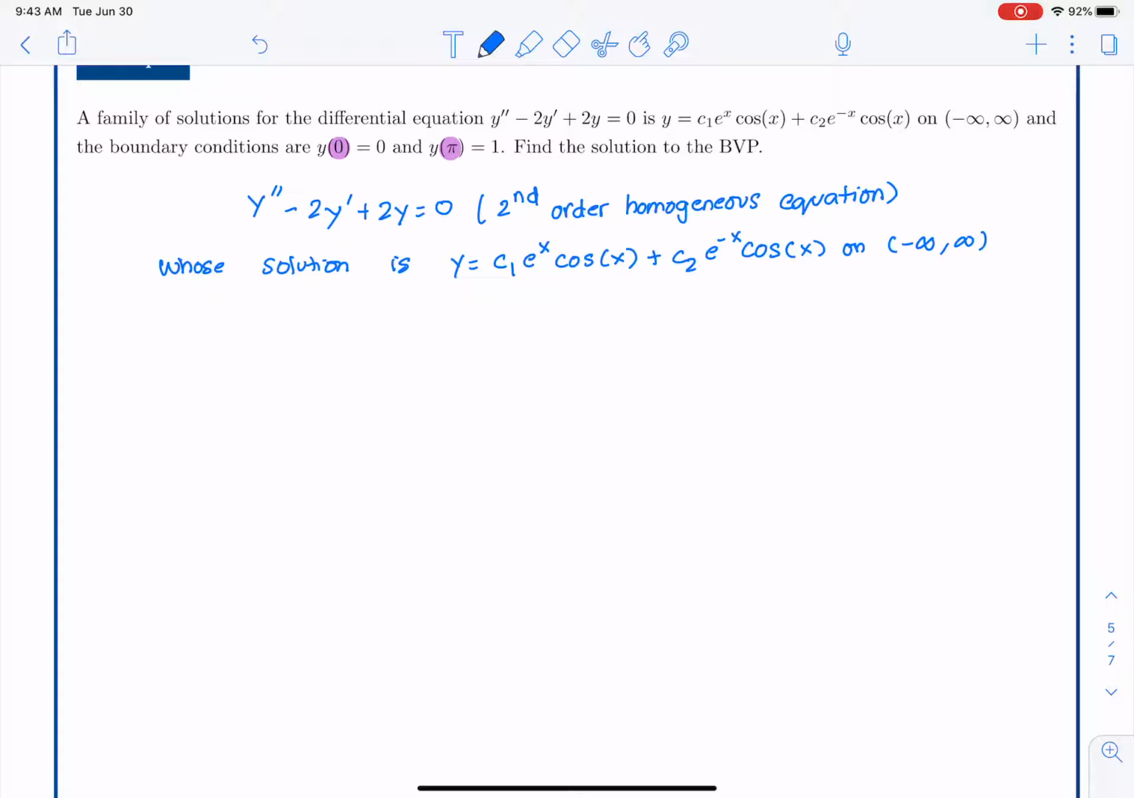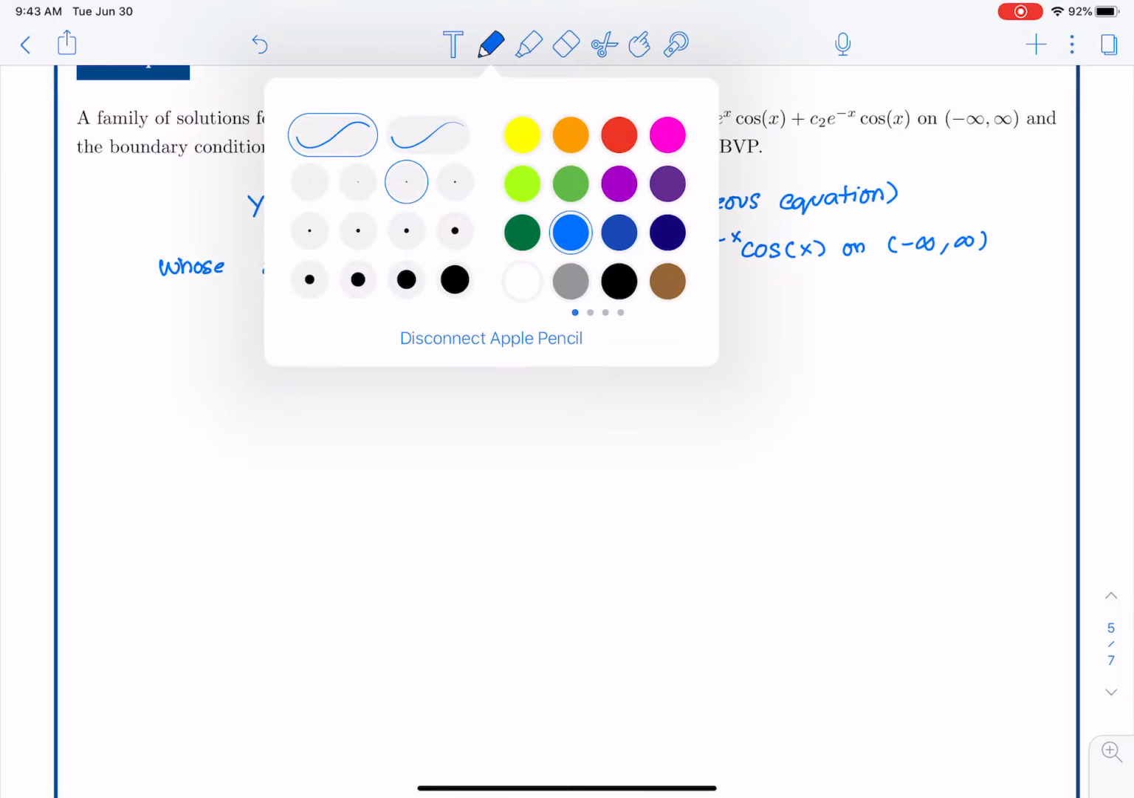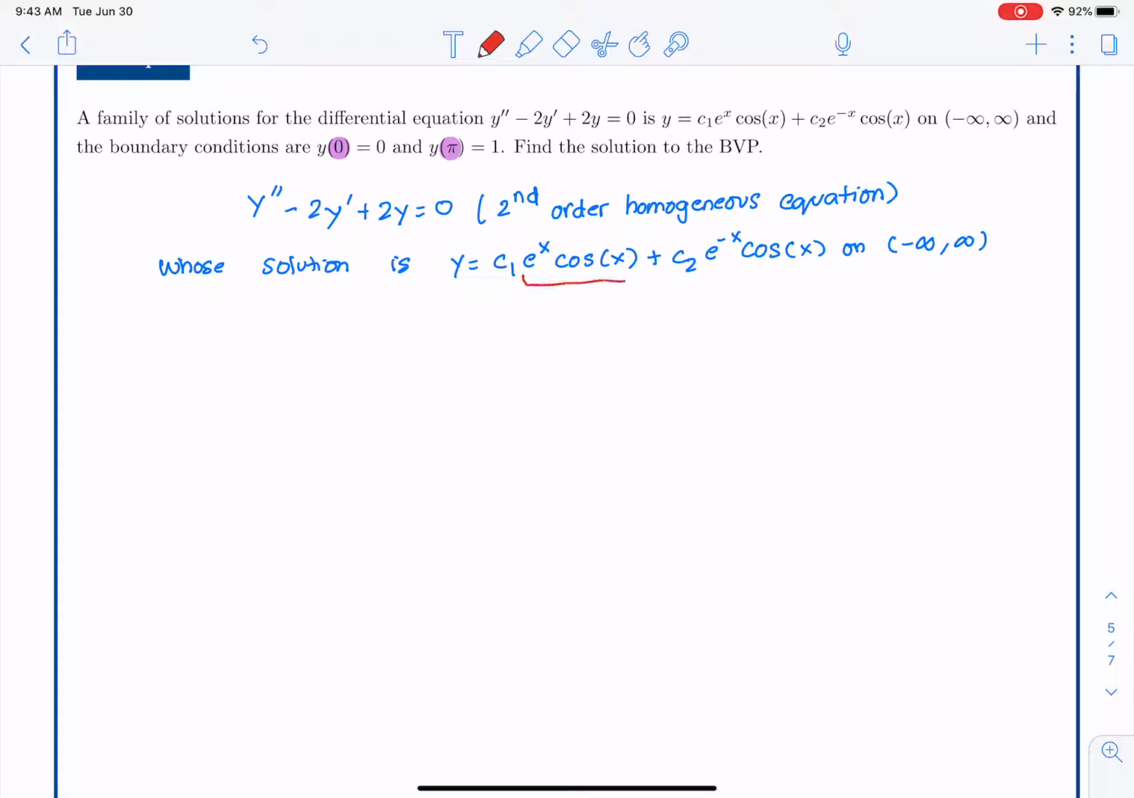Are the solutions y1 of x and y2 of x linearly independent? So this would be y1 of x. That would be y2 of x. And you may look at it and say, oh, those two terms have cosine of x, so they have to be linearly dependent. But if you pay close attention, this has e raised x and that has e raised negative x, which would make them linearly independent.